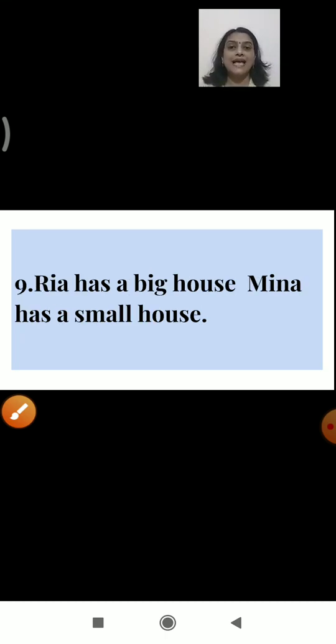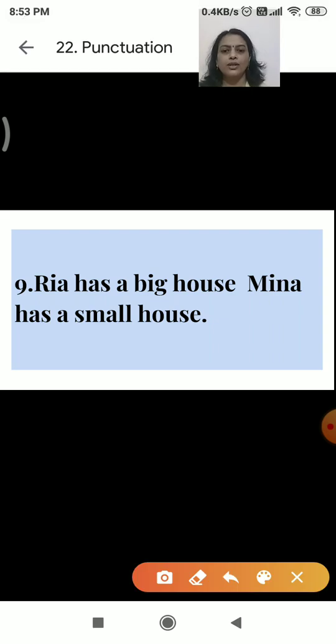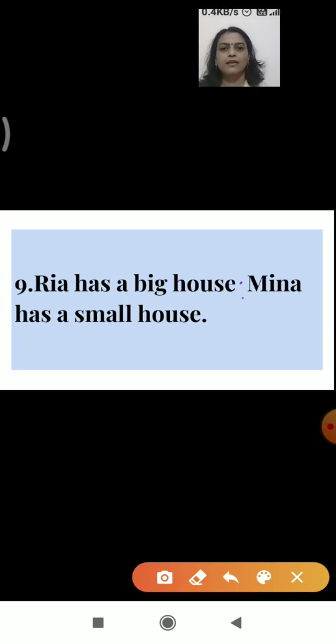Ria has a big house, Meena has a small house. Now again we are talking about the same thing, big house, small house. Yes, but two different things. So what we are doing here, they are related. So here what are we going to use? Semicolon, right? We are going to use a semicolon here.